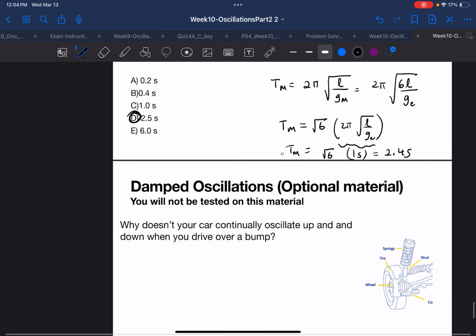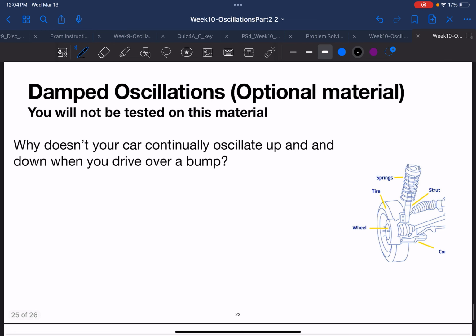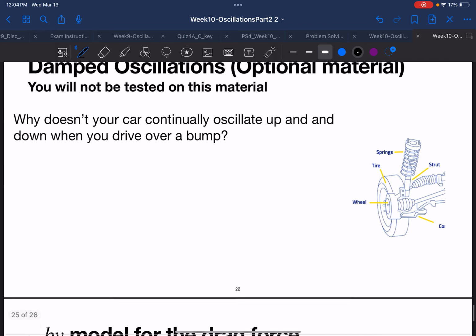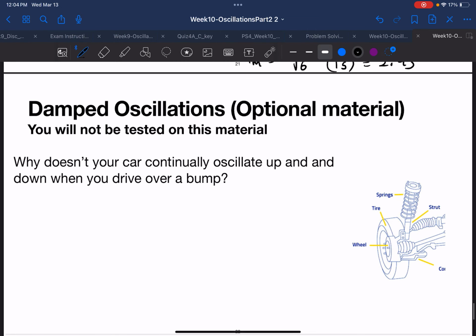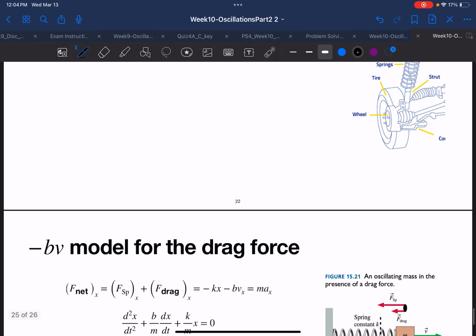Okay, now that's the end of all the examples. I have a couple slides here on damped oscillators, which is optional material for you to read about, and there's a whole very interesting section in the book that you can read about. Or if you want to talk more about this, you're welcome to come to office hours and we can talk about damped oscillations.